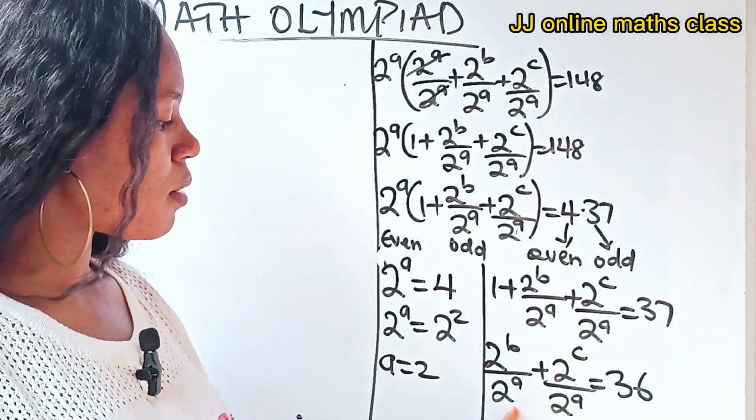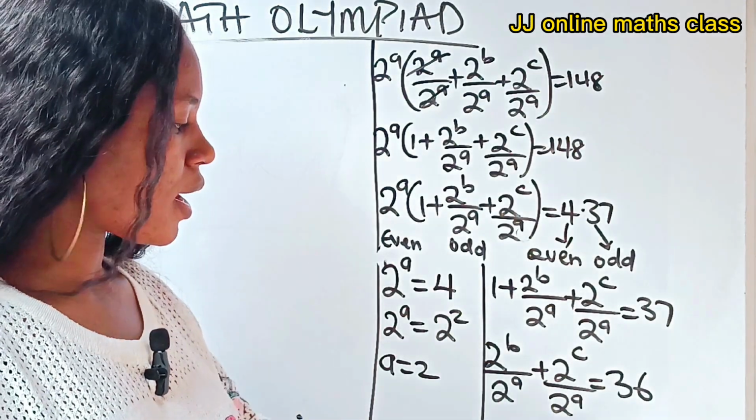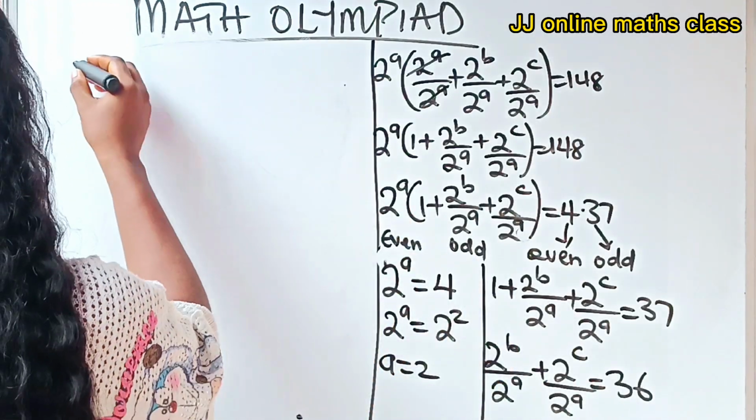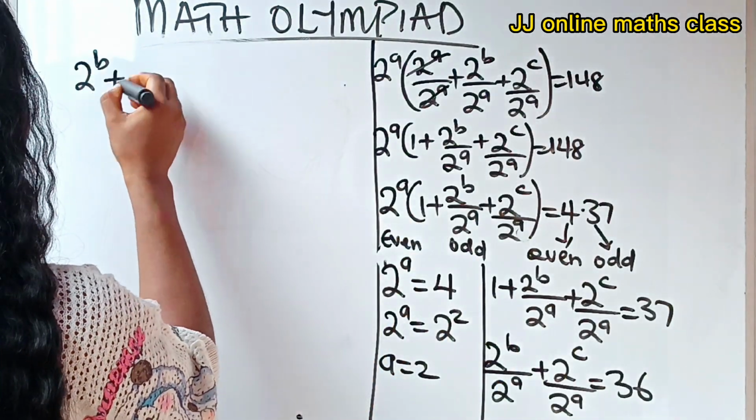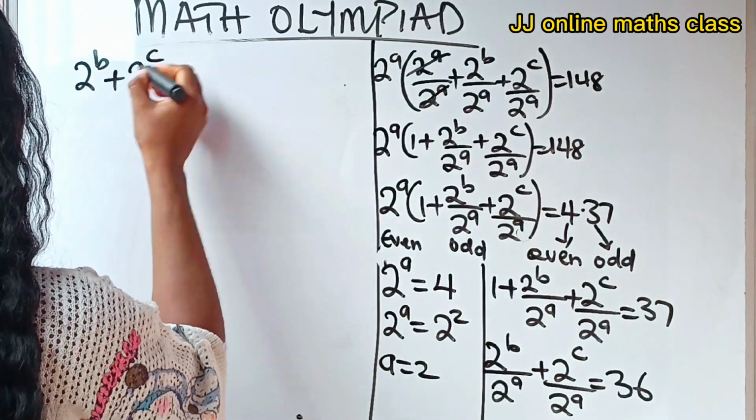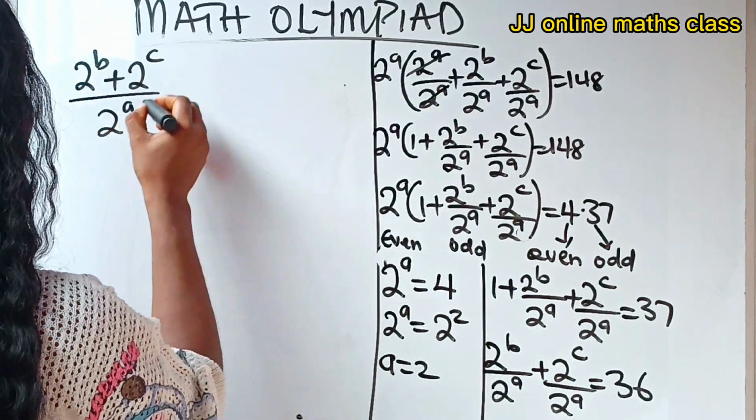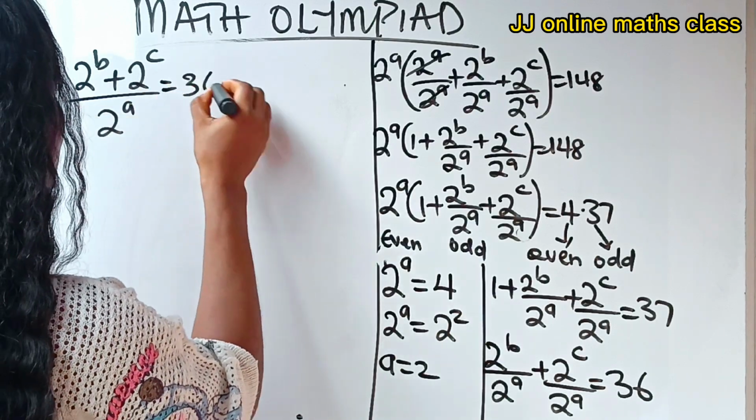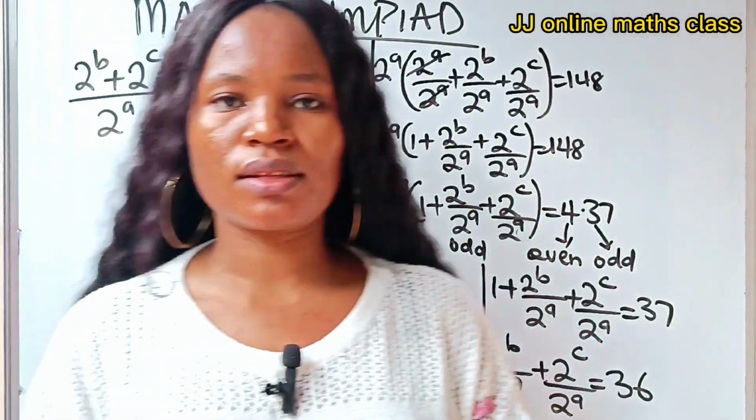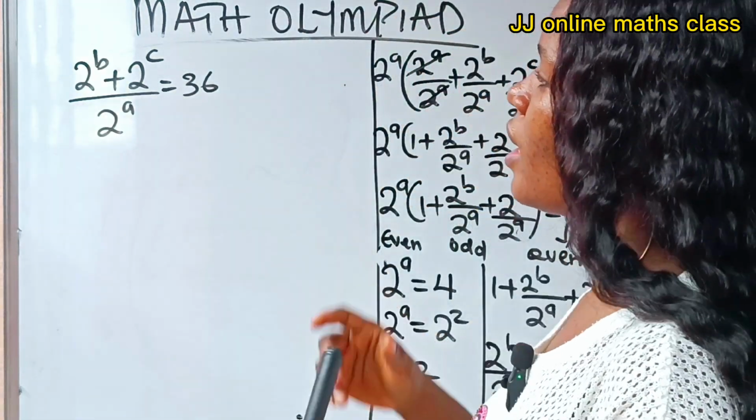Now, since both of them are sharing the same denominator, we can actually rewrite this as what? 2 to the power of b plus 2 to the power of c divided by 2 to the power of a is equal to what? 36. Yes, we can write it like this.